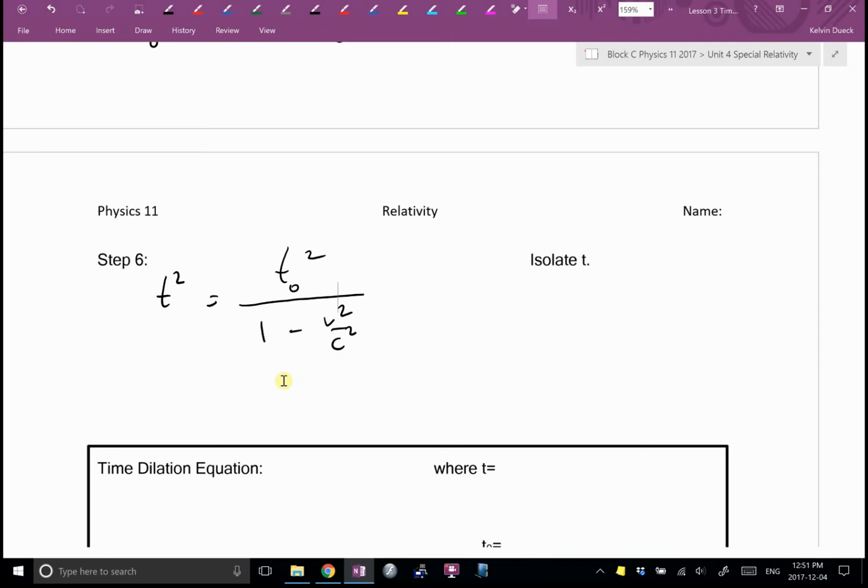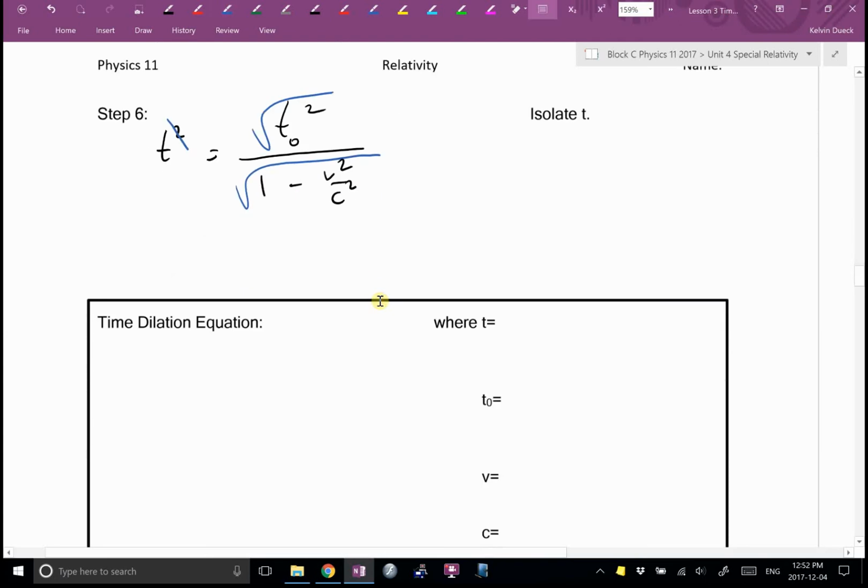How to get rid of a squared? Okay, so you ready? The final step is going to be square root that, square root that. Here's our time dilation equation. This is what Einstein published in his paper. He said, it seems to me t equals, what's the square root of t0 squared?